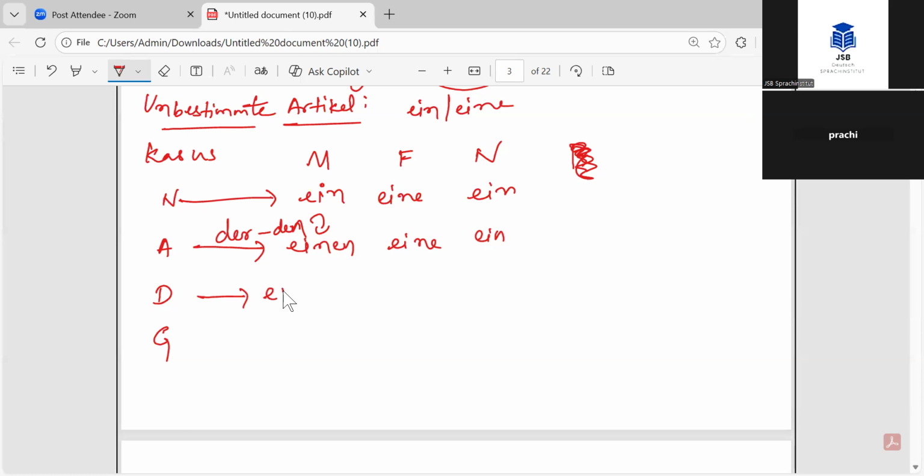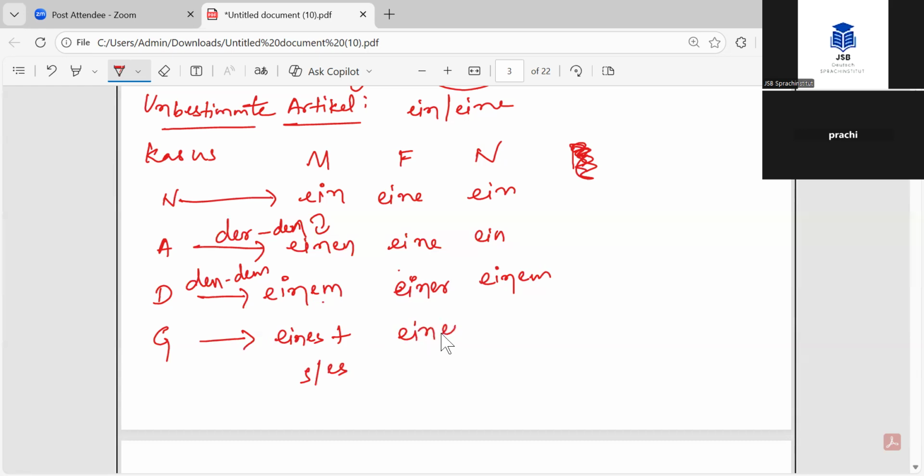For dative, what will come? Then change them. Here einem. Okay, einem. So for feminine, the change there is einer. Okay, in neuter, same, einem. Okay, genitive: eines, plus s or es. Here the change, einer, here eines. Clear?